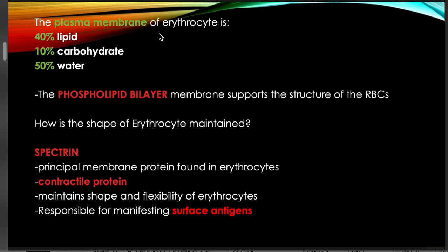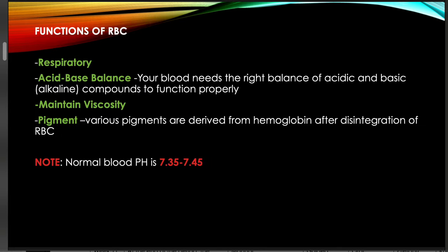The plasma membrane of the erythrocyte is 40% lipid, 10% carbohydrate, 50% water. The phospholipid bilayer membrane supports the structure of your RBCs. This is very important, it will come out in the board exam. How is the shape of your RBCs maintained? We have your spectrin. This is the principal membrane protein found in erythrocytes. This is a contractile protein. It maintains the shape and flexibility of your erythrocytes. This is responsible for manifesting surface antigens.